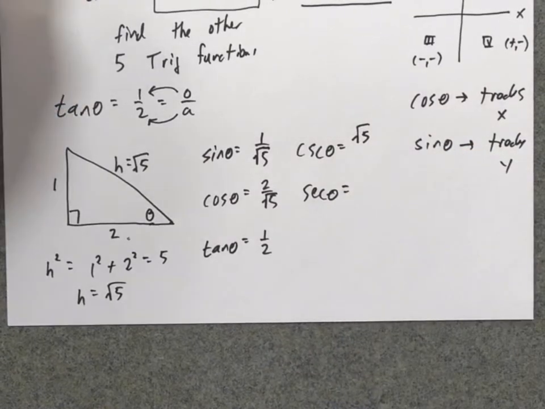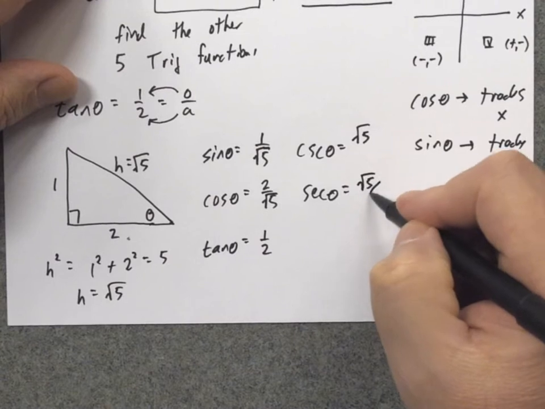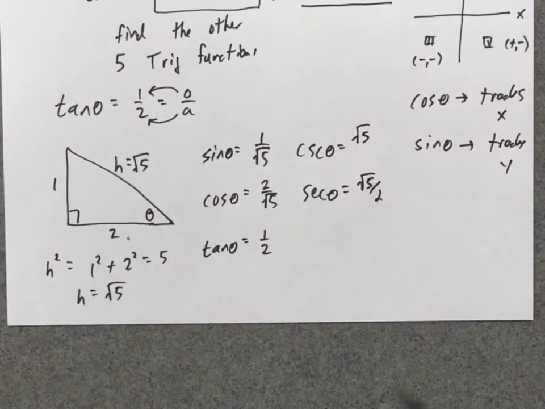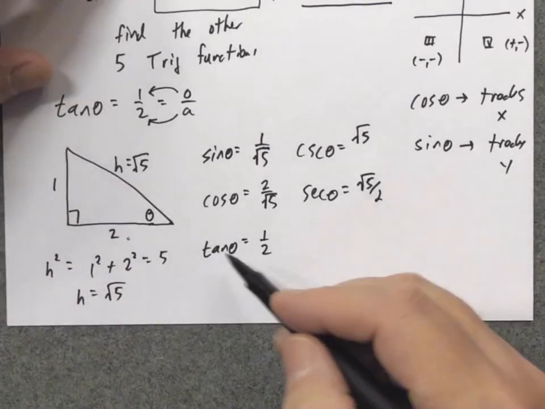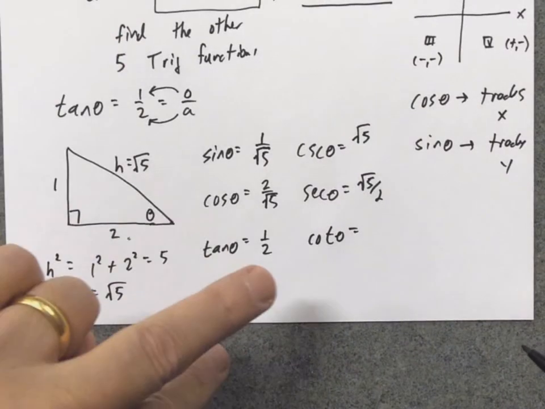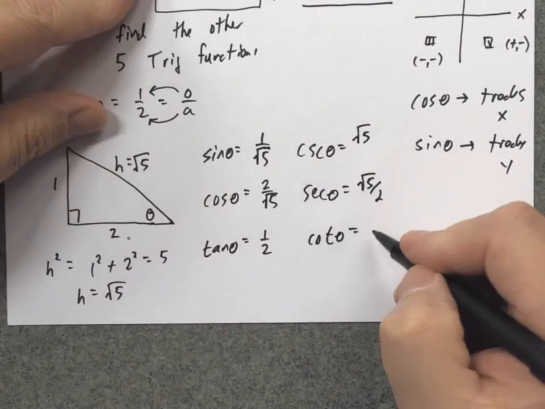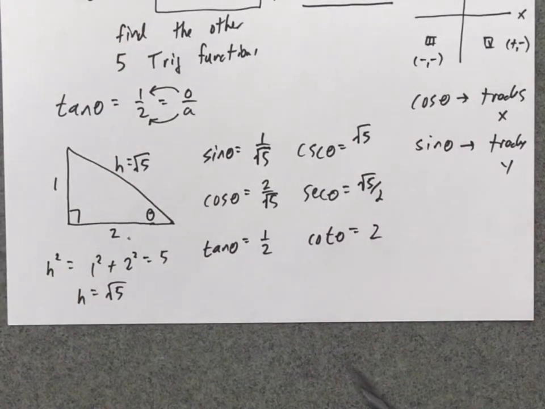Cosine gets grouped with secant. So if I flip the cosine, I get square root of 5 over 2. And since the cosine is positive, the secant's also positive. Tangent's 1/2. Cotangent I'm going to flip. So if you flip 1/2, you just get 2. Tangent's positive, cotangent's positive. There are the other trig functions. All right, hoping not too difficult.